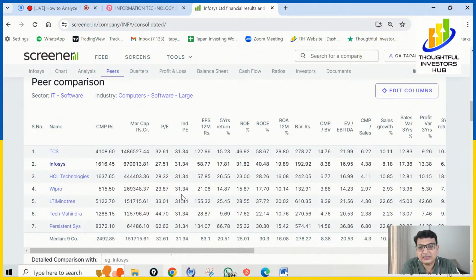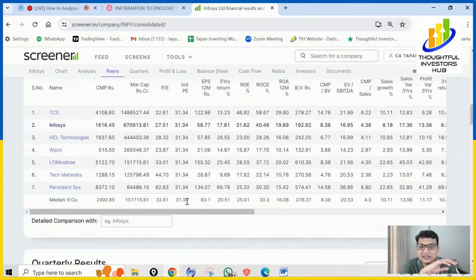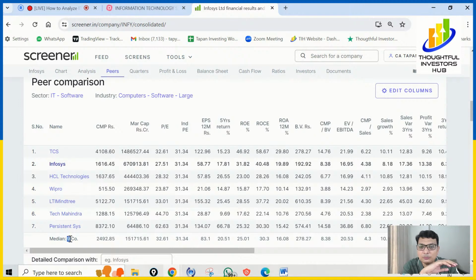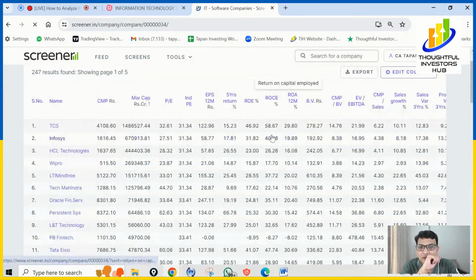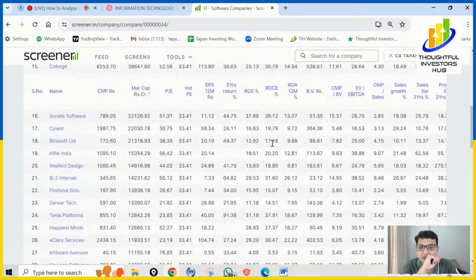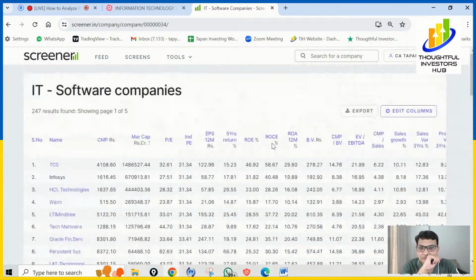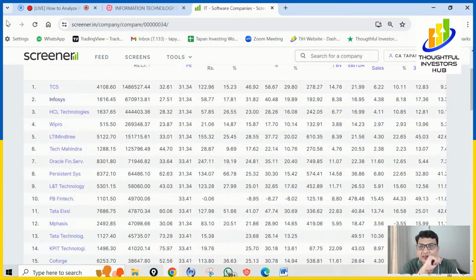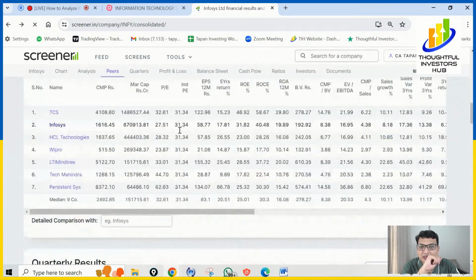And basically why you have to understand industry P क्या होता है? Average होता है. As simple as that, you can see here a median of 9 companies is almost 31.34. Again, if you want, you can go here also. You can click here, IT software, and you will get all the P ratios. आप देख रहे हो? ठीक है? So this is what you can understand.